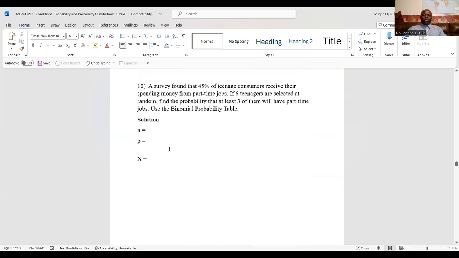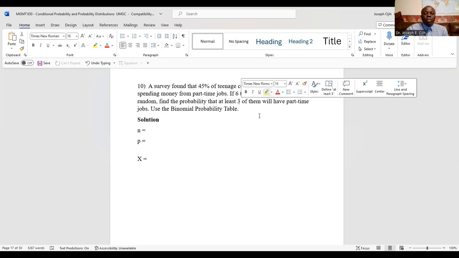Oh, okay. Sure. I say here, a survey found that 45% of teenage consumers receive their spending money from part-time jobs. If 6 teenagers are selected at random, find the probability that at least 3 of them will have a part-time job. See, this is the key word here, at least 3. I want you to take note of this.